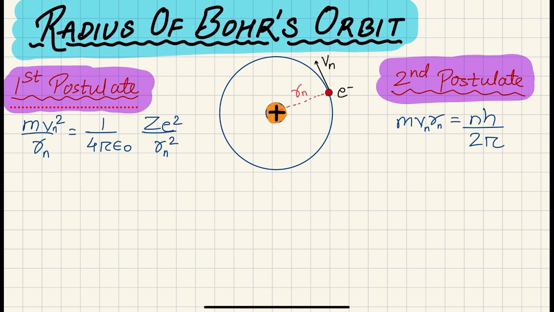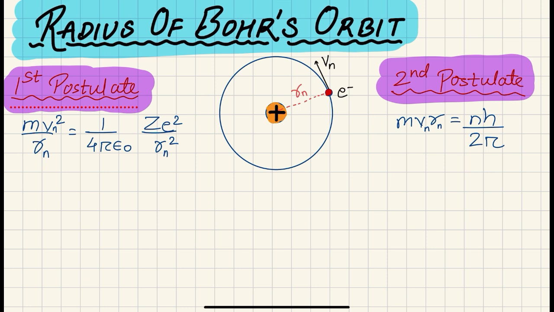Since the electron is revolving in a circular orbit, it will need some centripetal force. The centripetal force is given by the term mv square by r. Here, this centripetal force will be provided by the electrostatic force between the positively charged nucleus and the negatively charged electron, which is given by the expression 1 over 4 pi epsilon naught times Z e square over r square. Here, Z is the atomic number of this atom.